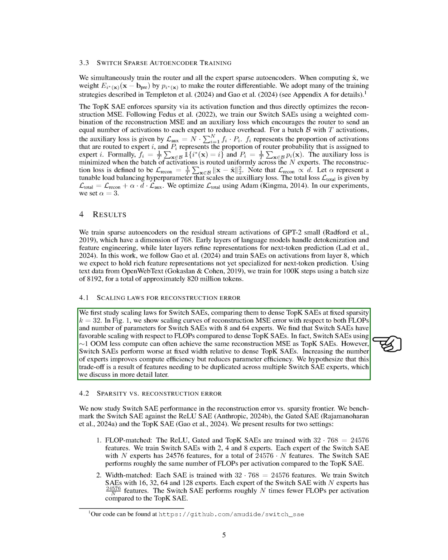Our findings indicate that switch sparse autoencoders scale more favorably in terms of computational operations compared to dense top-K sparse autoencoders. Notably, switch sparse autoencoders can achieve similar reconstruction MSE with significantly less computational power. However, they perform worse at a fixed width compared to dense top-K sparse autoencoders. Increasing the number of experts enhances computational efficiency but decreases parameter efficiency, which we believe is due to the need for features to be duplicated across multiple experts.